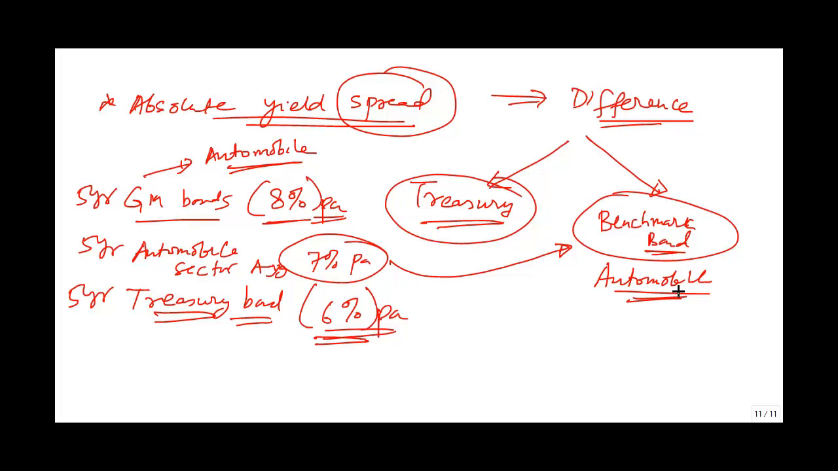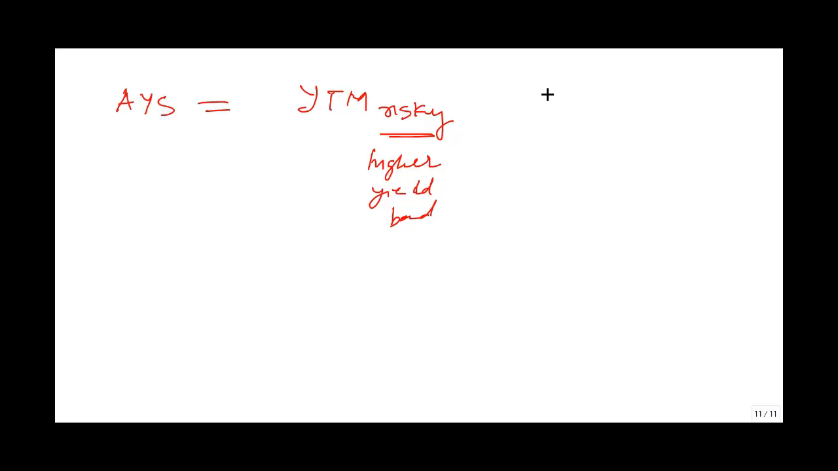So let us try to understand then what is the absolute yield spread. Absolute yield spread is just the difference between the YTM of the risky bond, or the higher yield bond, minus the YTM of treasury or your lower yield bond. It is just computing the difference between the two bonds' yield.